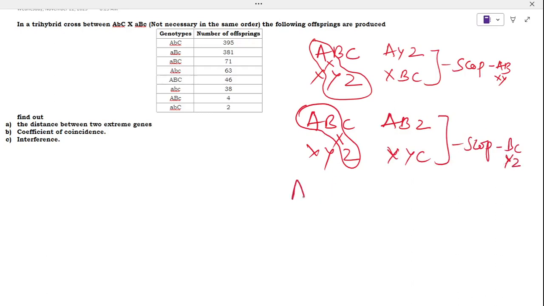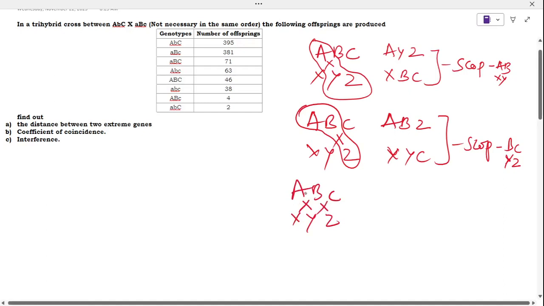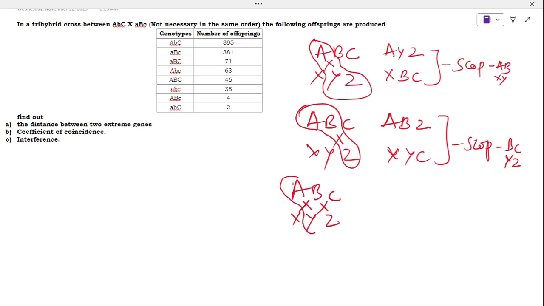One more combination: ABC, XYZ is there. In that, instead of single crossing over, two crossing overs happen simultaneously. In that condition, the product will be double crossing over products. Here, A first crosses over with Y, and again crossing over happens with C. The product will be A, Y, C, and then X, B, Z. These are the double crossing over products. With the double crossing over product, we can easily find out the parental combination.